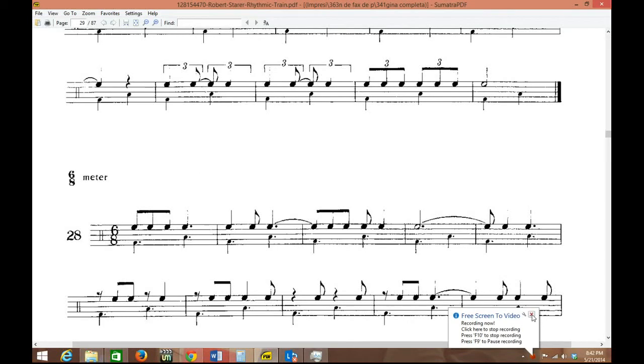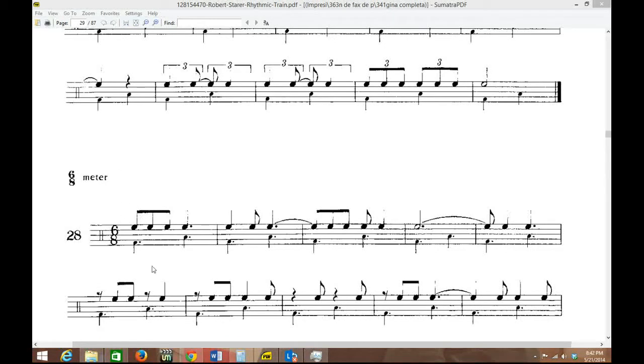This is rhythm number 28. Again, I'm going to show the first line. We're going to do that one together. This one is in 6/8, and we're going to ask ourselves the same questions. So in this first one, what is the beat?